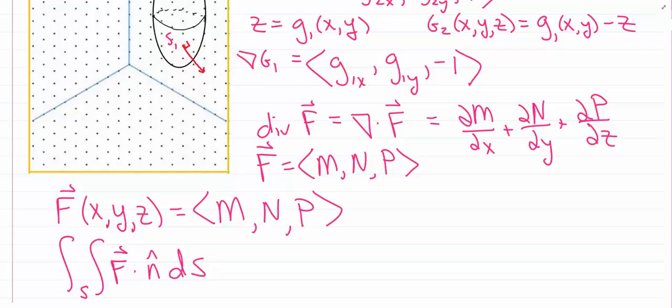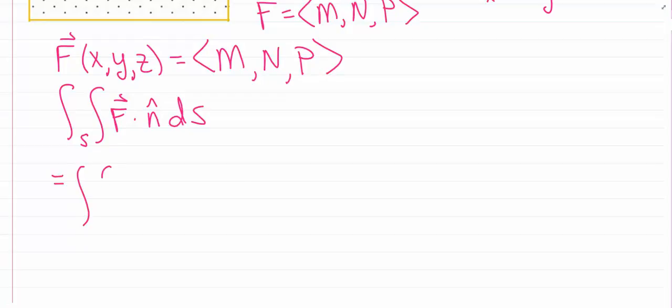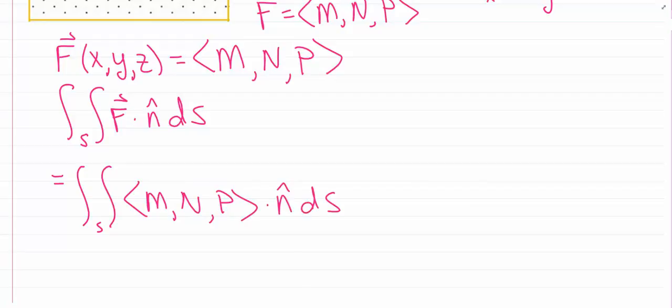Now, I guess what I'll start with is S1. I'll start with this surface at the bottom. Okay? Now, first of all, let me just go through here and see what this is going to look like. If we just work this out a little bit, notice what we have here. We have M, N, and P, and we're dotting that with n, and then we have dS. Okay, so I'll just expand that out a little bit.